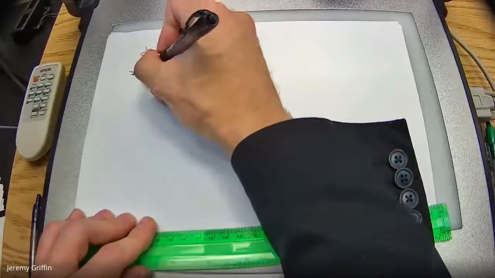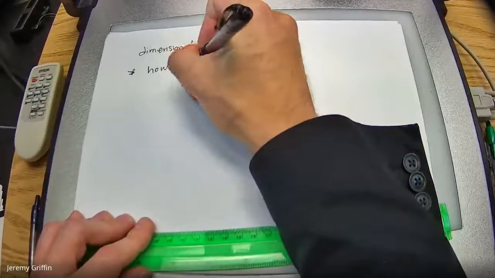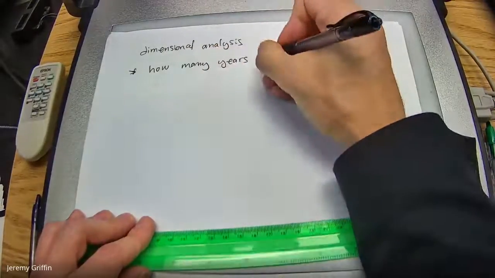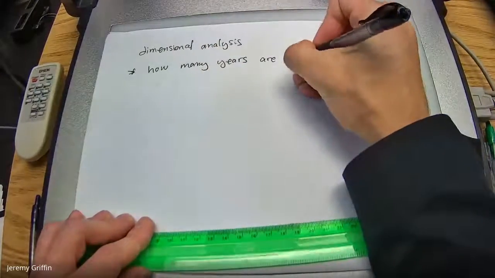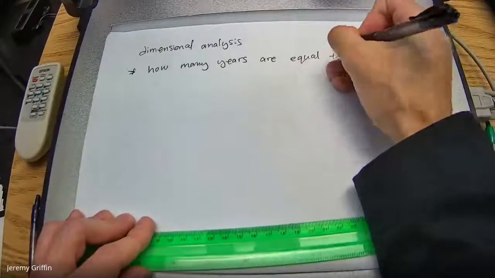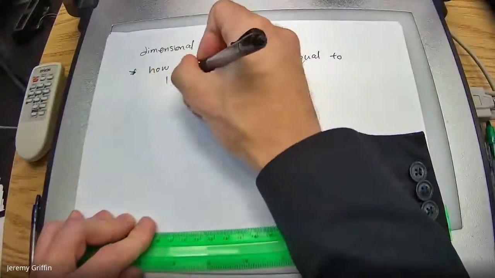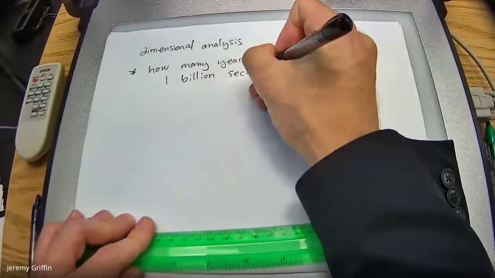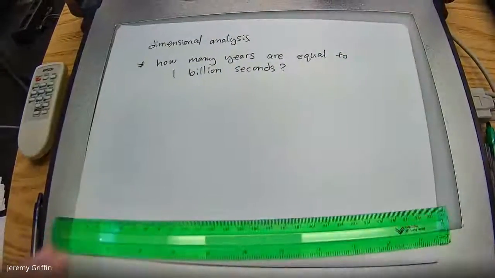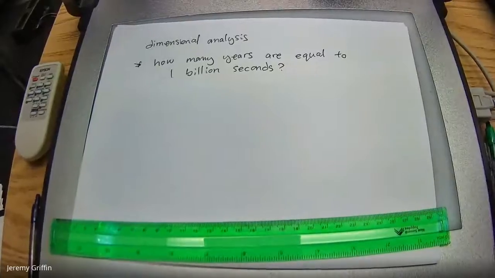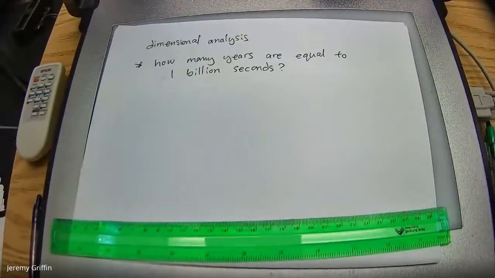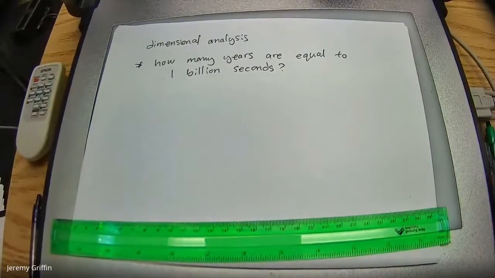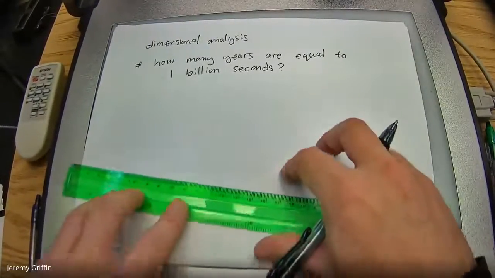So how many years are equal to 1 billion seconds? When you turn 1 billion seconds old, how old will you be? Are you already 1 billion seconds old? Is that going to happen pretty soon? Is it going to happen 50 years from now? What the heck is 1 billion seconds?